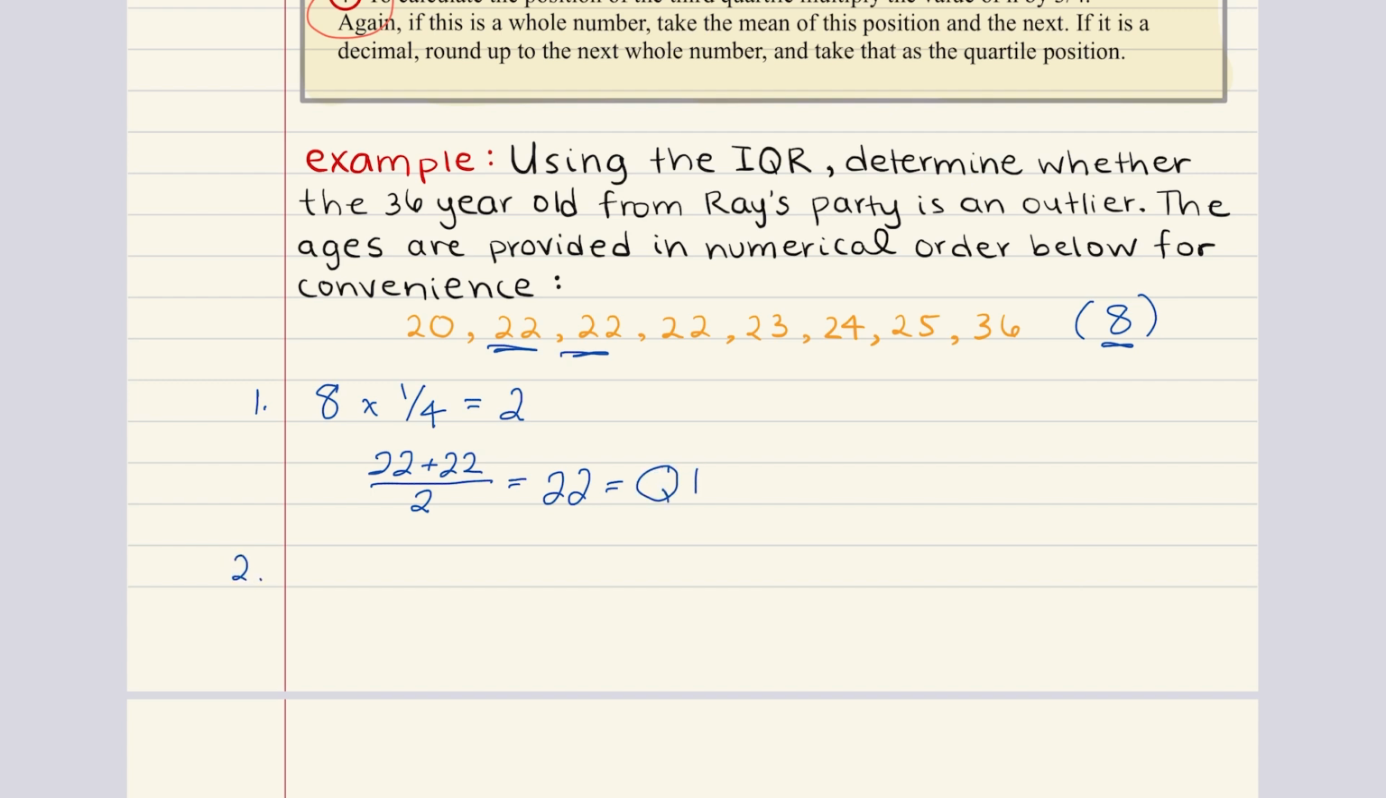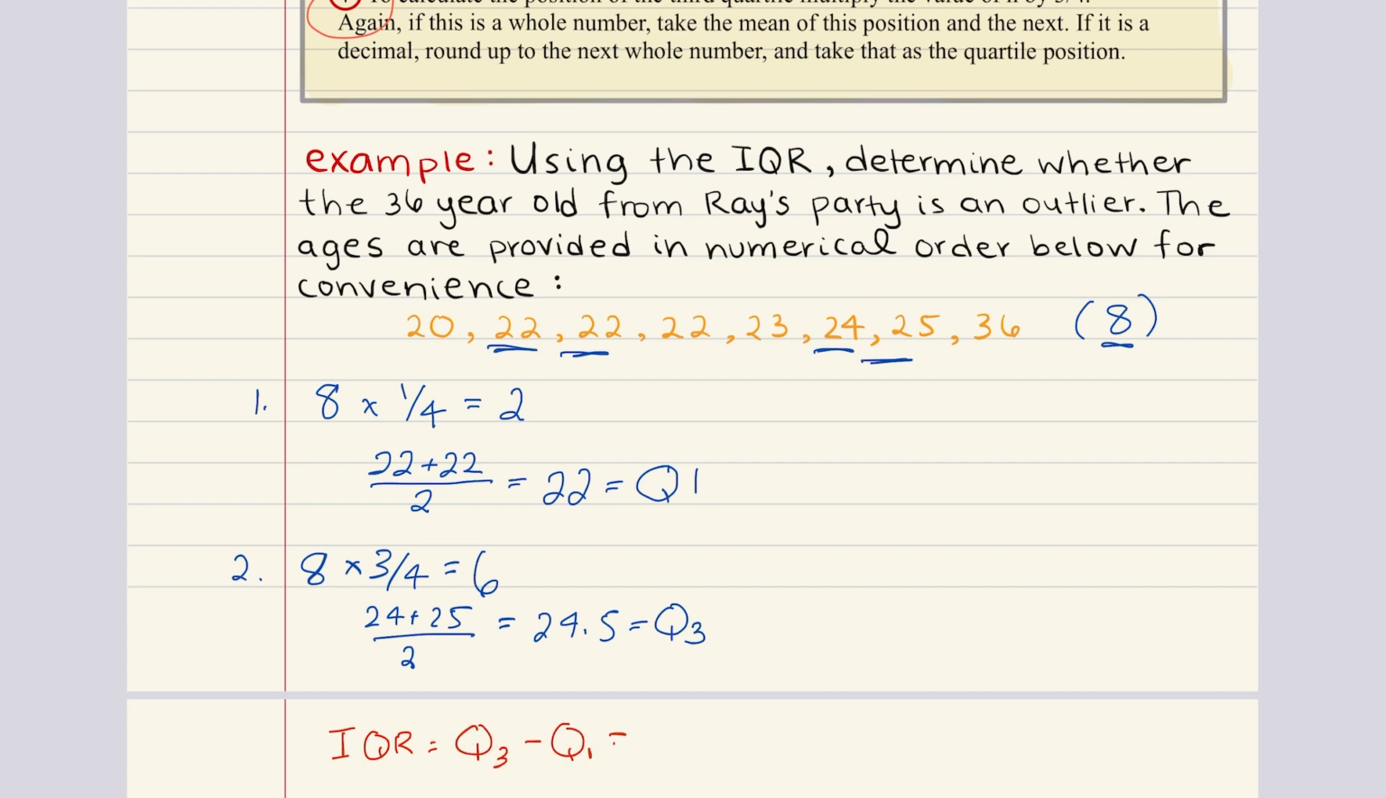For Q3, we're going to take 8 and multiply it by 3 over 4. This gets us a value of 6. So Q3 is going to be the mean of the 6th and the 7th values in this ordered data set. 24 plus 25 divided by 2, this gets us 24.5. This is our Q3. Then to get the interquartile range, we will have Q3 minus Q1. So 24.5 minus 22. And this gets us a value of 2.5.